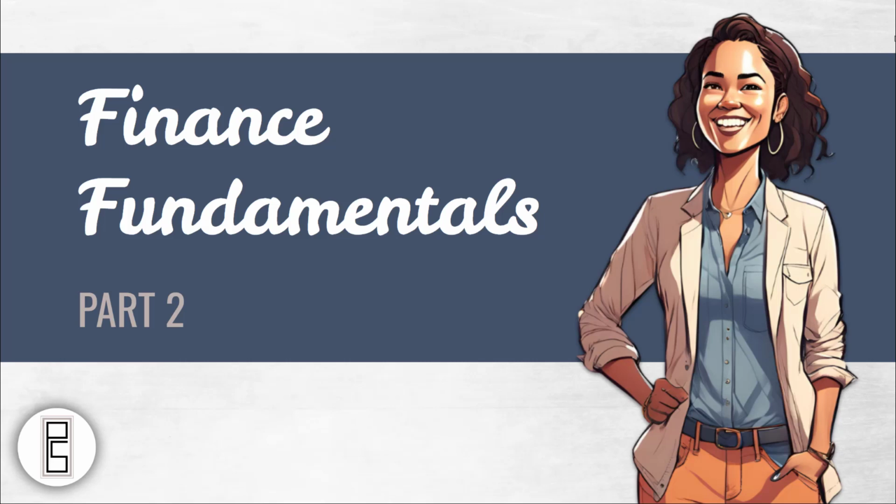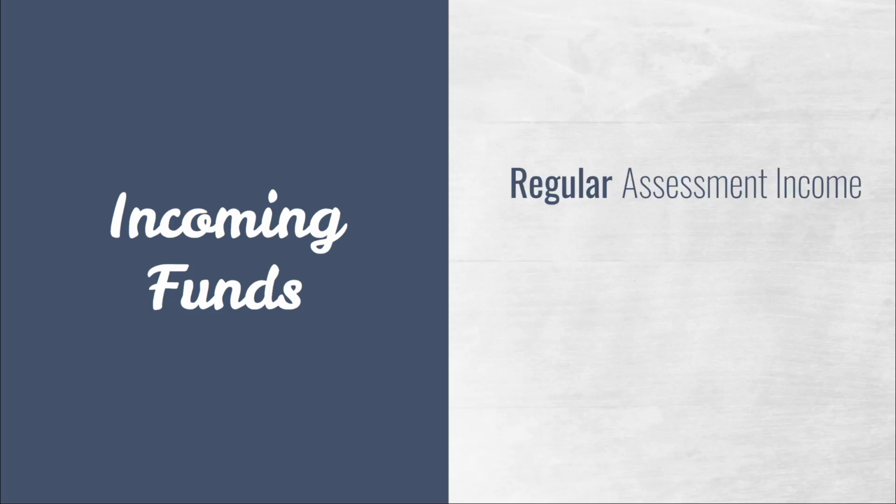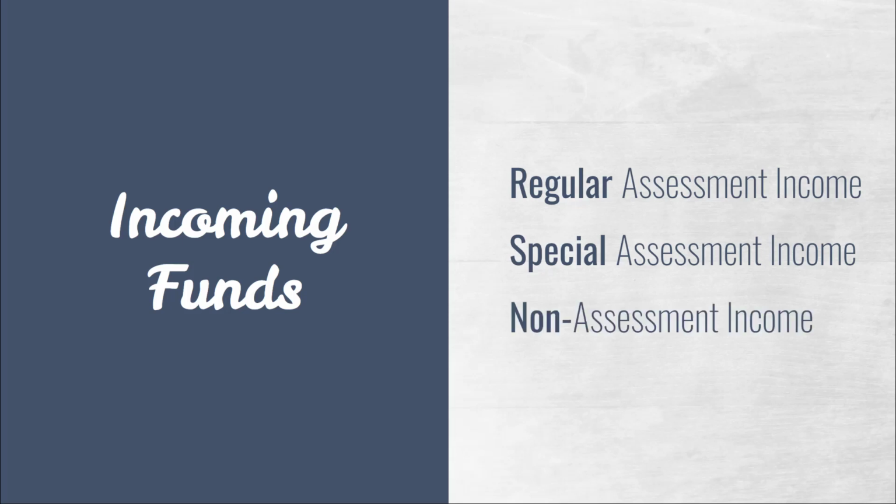Now that we've covered the big picture, let's take a closer look at the money coming in, which we categorize as incoming funds. We'll break down incoming funds into 3 types: regular assessment income, which are monthly HOA fees; special assessment income, which are additional fees for specific projects or unexpected expenses; and non-assessment income, which includes things like move-in fees and late payment penalties.